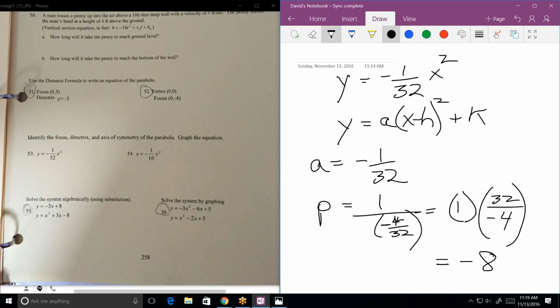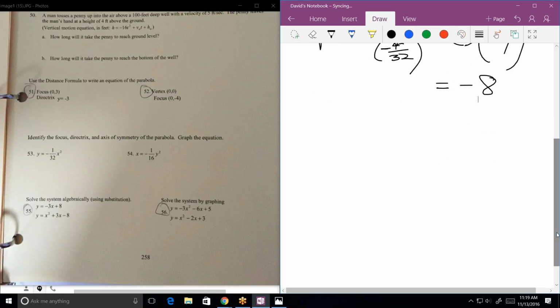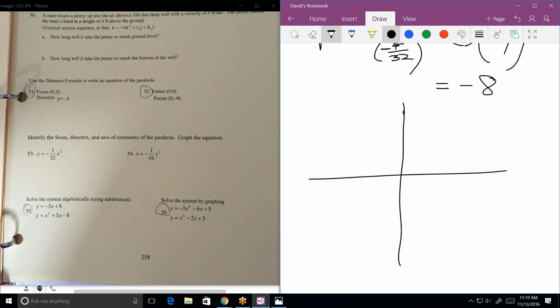Okay? Now, that's not all they want. They want the directrix, but let's draw as much of the picture as we can at this point. And a picture really helps here, I think. We know the vertex is at the origin because h and k were 0. We know it has to open down because it's a negative a, right?